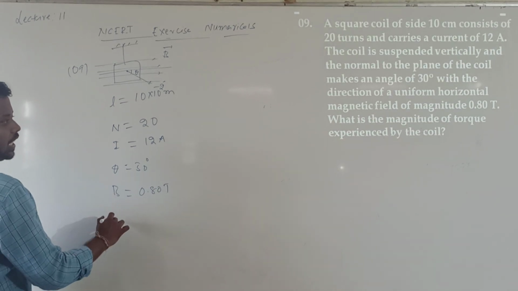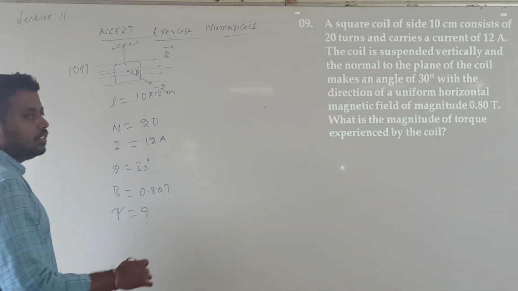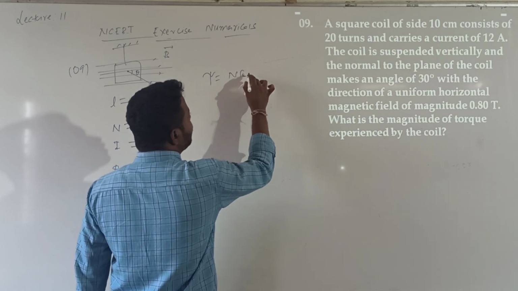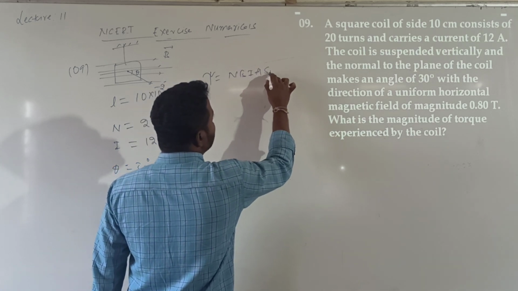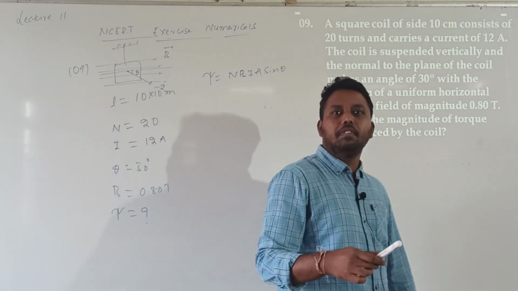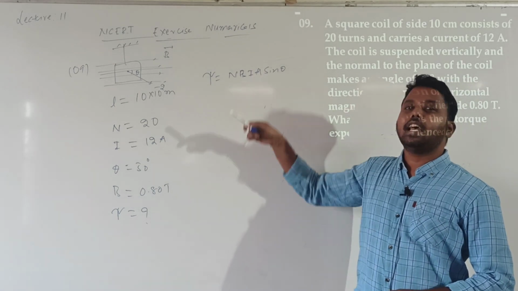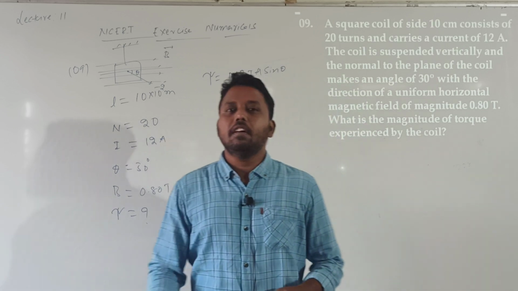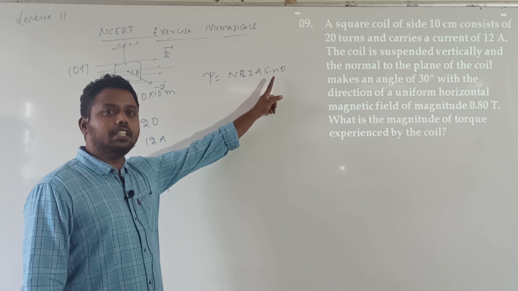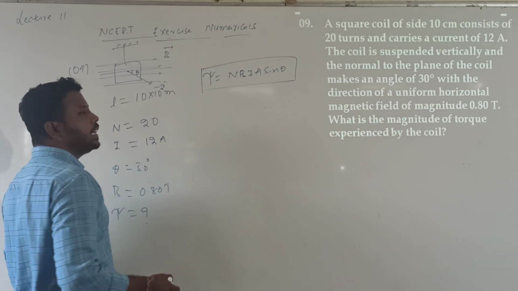What are they asking us to calculate? The torque, tau, how much? What is the formula for torque? Tau is equal to N into B into I into A into sin theta. Remember, whenever the normal to the plane of the coil makes an angle, we get sin theta. Whenever the plane of the coil itself makes an angle, we get cos theta. In the derivation we discussed the torque acting on a current loop placed in a uniform magnetic field.